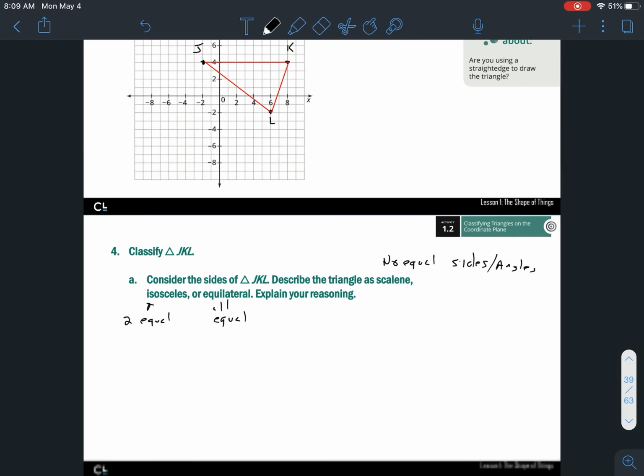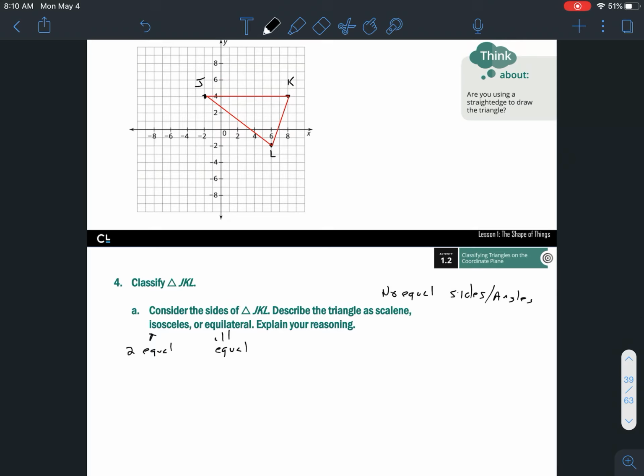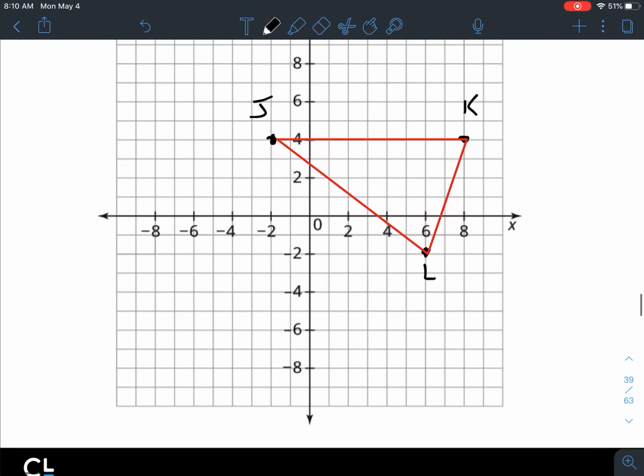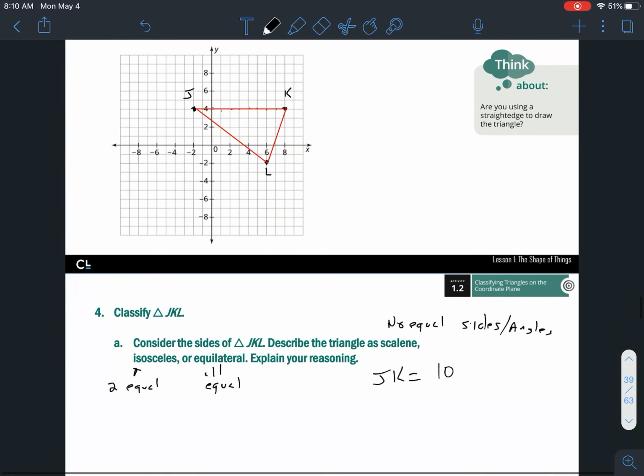Now, consider this. So we're looking at this, and we need to consider if it is an isosceles or not. So we need to look and see how long these sides are. Okay? So first off, we have to look J to K. So we're going to write JK. We're going to see how long that is. And we're going to count. We're going to go 1, 2, 3, 4, 5, 6, 7, 8, 9, 10. J to K is a length of 10.